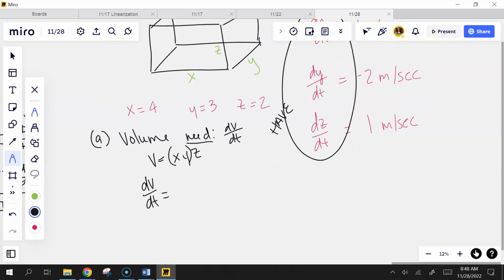So let's see. Derivative of xy. Let's do that first. Derivative of the first was the derivative of x with respect to t, dx dt. So dx dt. Derivative of the first times the second plus the first times derivative of the second.